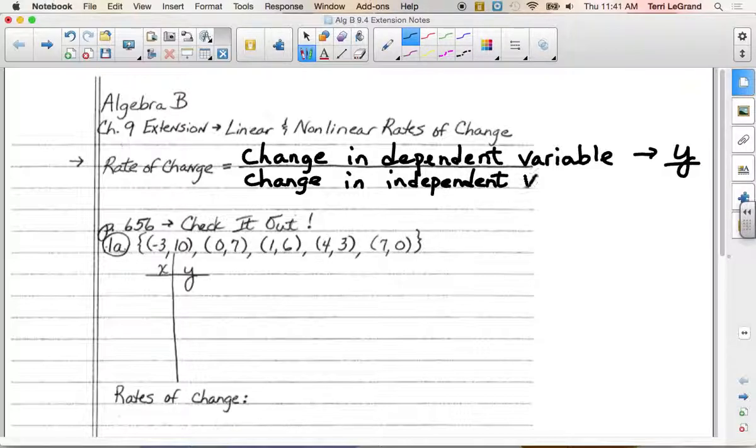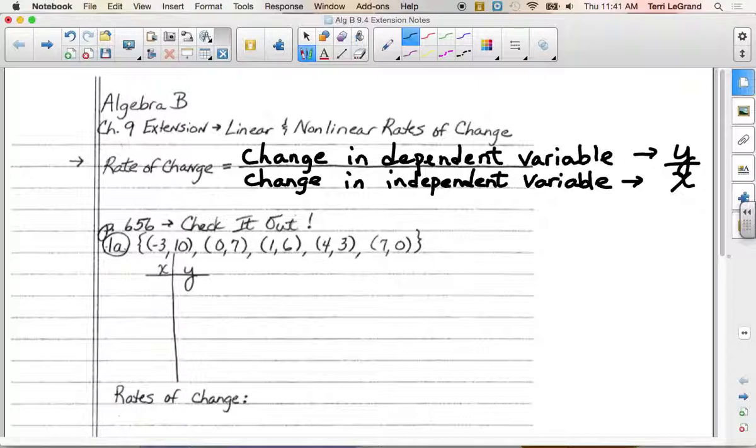Back when we worked with linear functions, we talked about rates of change. In a linear function, you have a constant rate of change. In a nonlinear function, you have a changing rate of change. So between any 2 points, it doesn't necessarily stay the same. And our independent variable is x, so we're going to find how much it changes between the x's. So our y's need to be represented upstairs, and our x's need to be represented downstairs.